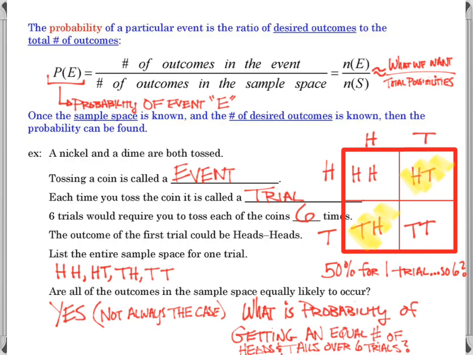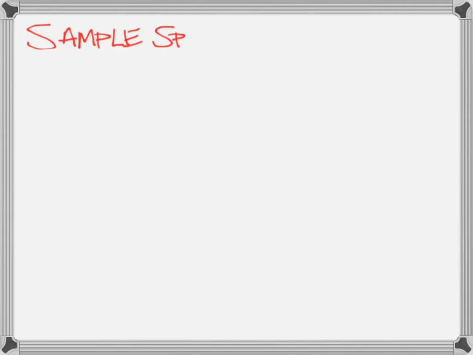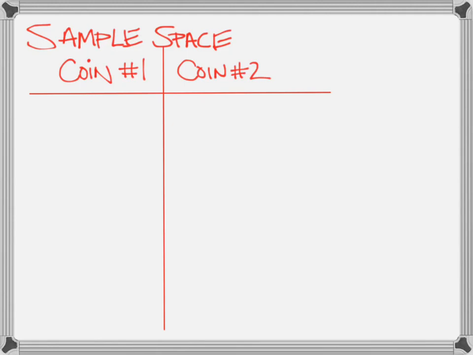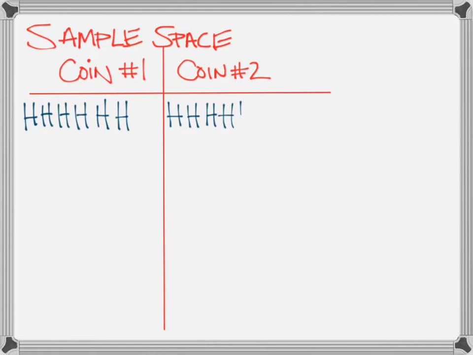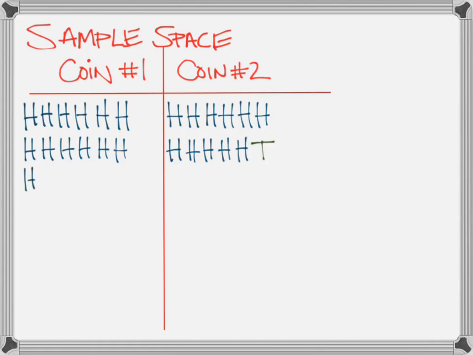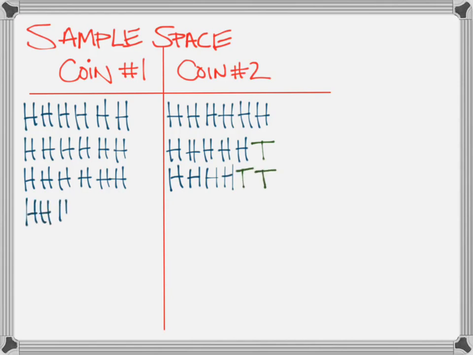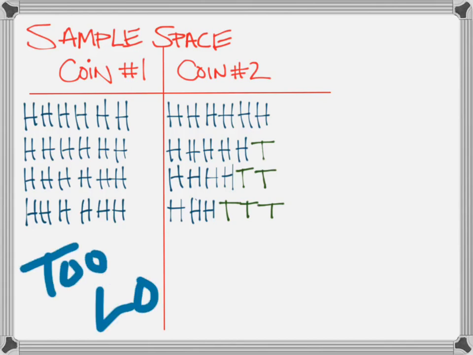And so we have to think about, what does that mean for six trials? Well, we can make our sample space. So we look at coin number one and coin number two, and then we're going to flip them six times. So we could have six heads for coin one and coin two. And then I can go through all of the different variations, and we can see I could have one tail, and then six heads, and then I could have two tails, and I could have six heads and three tails, and so on and so forth.